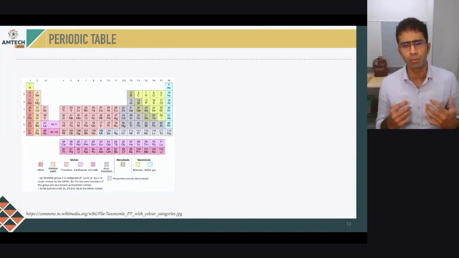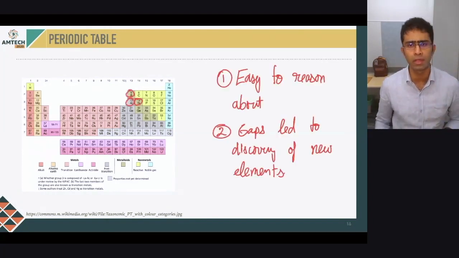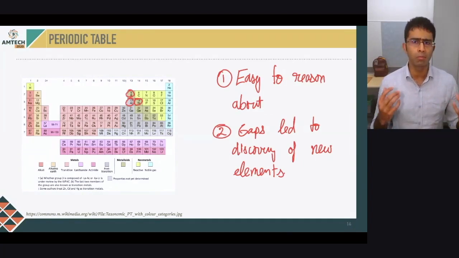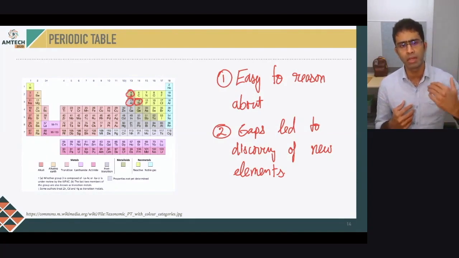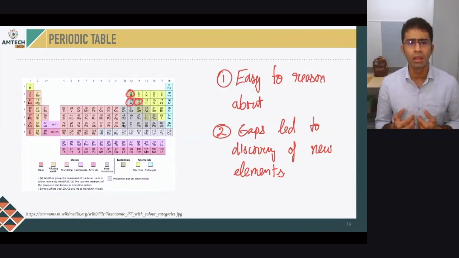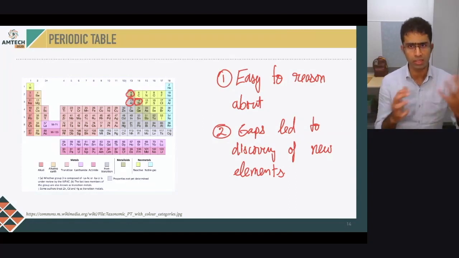And here is why. There were many arrangements possible. You could have taken these elements and arranged them in many ways. But this pattern added a lot of value and brought a lot of insight. Let's see how. In my view, it gave 2 main benefits. It made things easy to reason about, and there were gaps which led to the discovery of new elements. So let's see how both of these came about with this periodic table mental model.